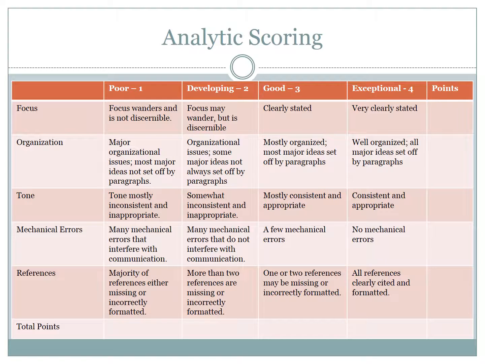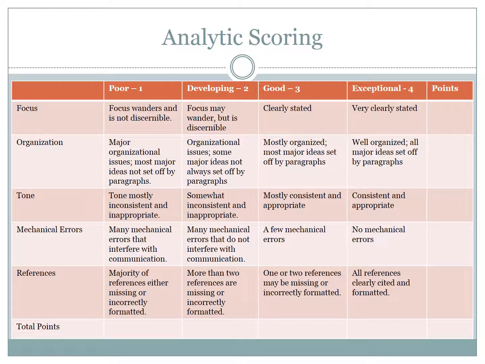So for example, in an exceptional 4, the focus was very clearly stated. In a good, it was clearly stated. In a 2, developing, it may wander, but it's still discernible. And in a poor, the focus wanders and is not discernible.